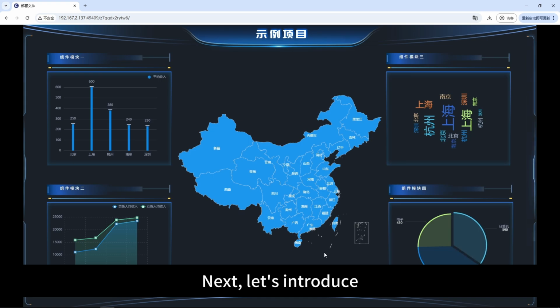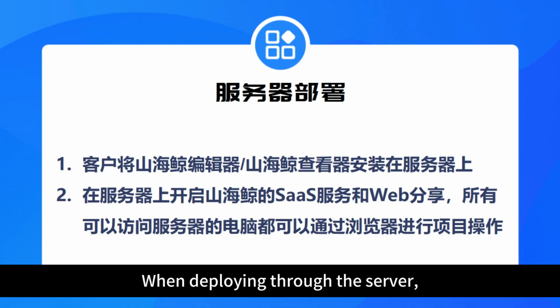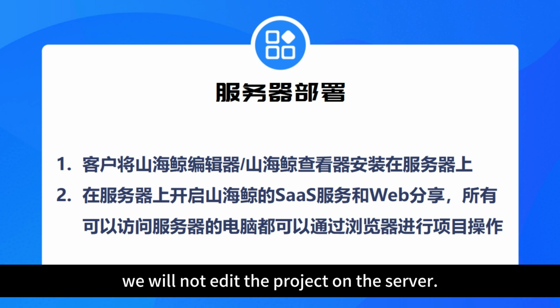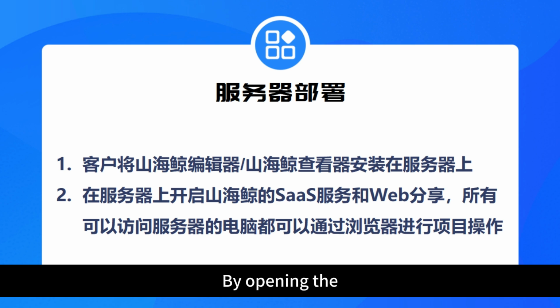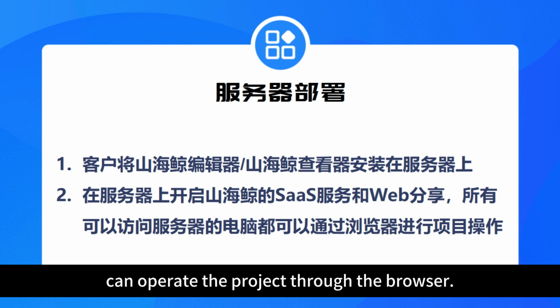Next, let's introduce deploying on the server. When deploying through the server, we usually use the server as a data transmission tool. We will not edit the project on the server. By starting the Wings Engine's SaaS service, all computers that can access the server can operate the project through the browser.